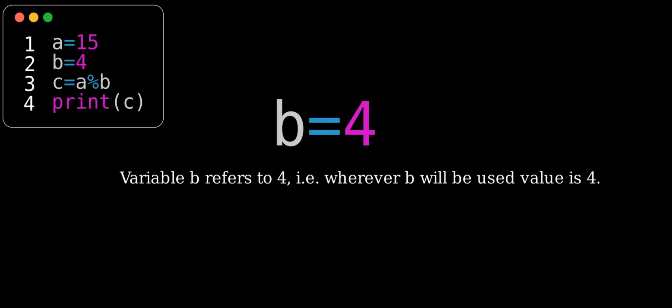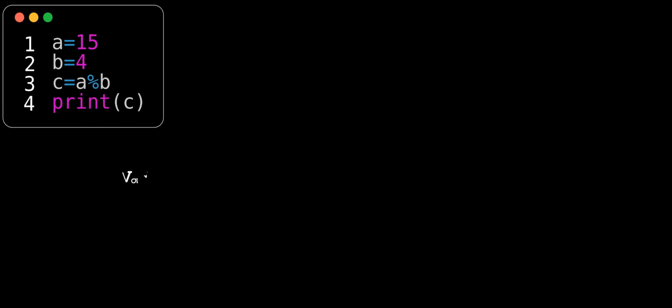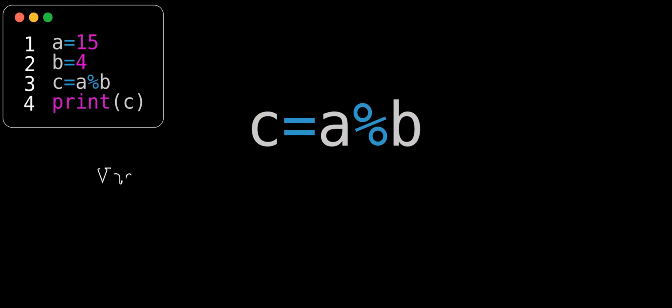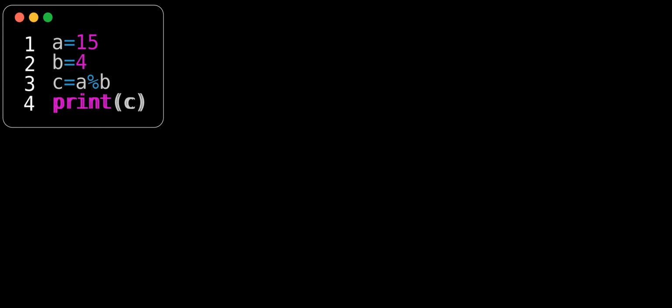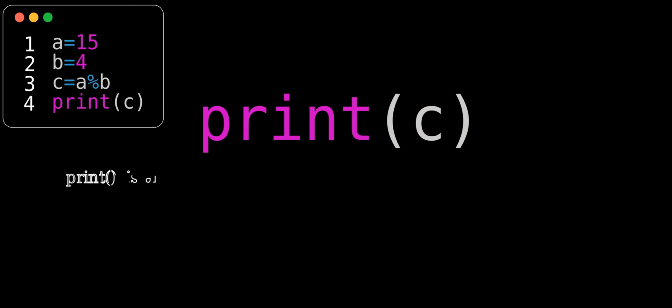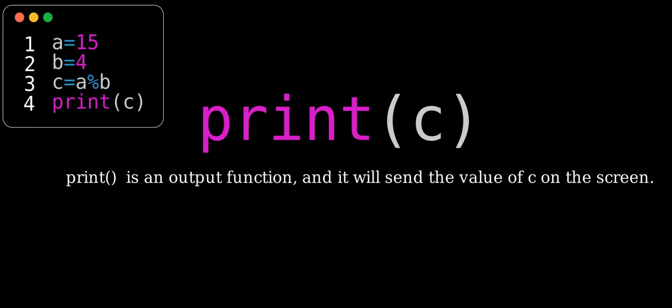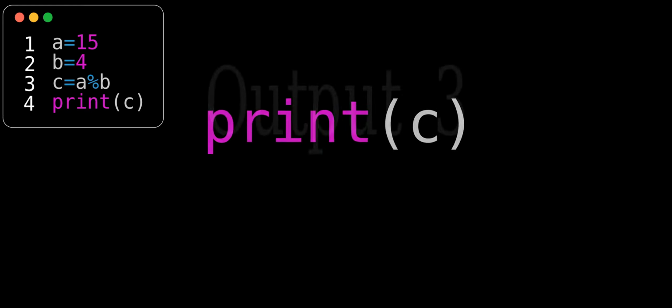And when b divides a, the remainder would be 3. So here you see that percentage is used as the remainder operator, and it will give the value 3, because when you divide 15 by 4, the remainder would be 3. So c will refer to that remainder.